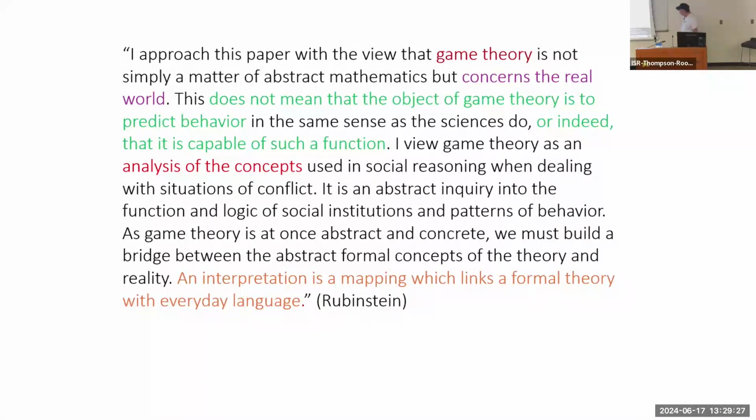Here's Rubinstein. Game theory concerns the real world. That's right. It's not just pure mathematics, but it also does not concern the real world the way most of you think, by pointing and making predictions. I have an equilibrium. Here's a hypothesis. It must be there in the world someplace. Let's go look for it. That takes out about 99% of the rationale most social scientists would give you for engaging in this enterprise. Instead, he says it's an analysis of concepts, and I think he's just right.